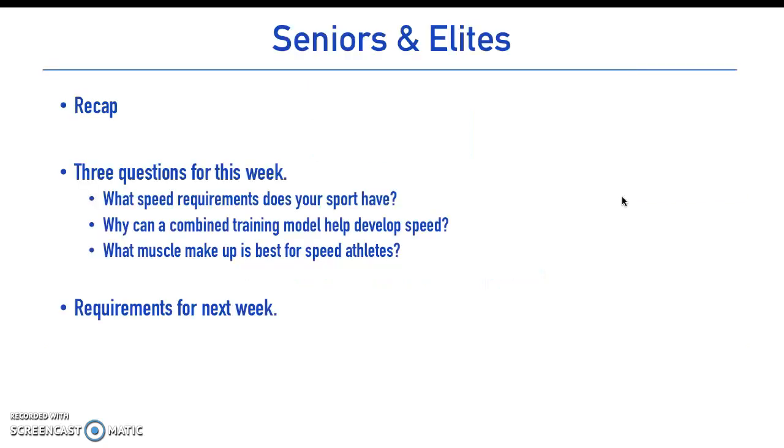This week, what we're going to do is just have a quick recap as to what we did last week. After the recap, we're just going to have a quick look at the 3 questions we have. Okay, so question number 1 is, what speed requirements does your sport have? Number 2, why can a combined training model help develop your speed? And then the last one, what muscle makeup is best for speed athletes?